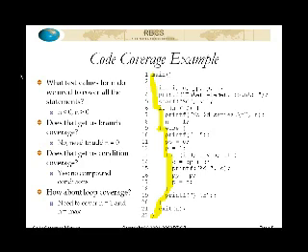Now, will this get us condition coverage, multi-condition decision coverage, multi-condition coverage? Yes, in this case it does, because there are no compound conditions. So you have to have compound conditions for there to be a difference between branch coverage and condition coverage and multi-condition coverage and so forth.